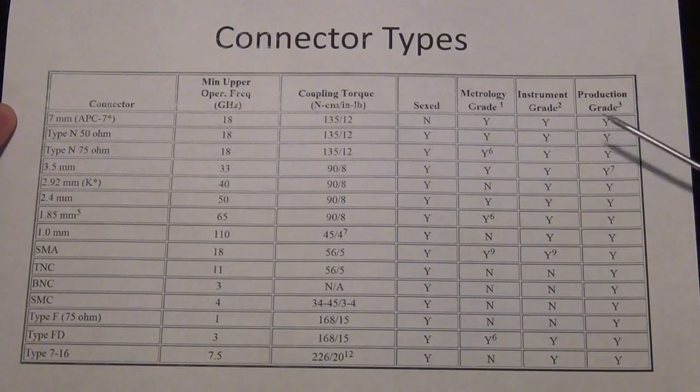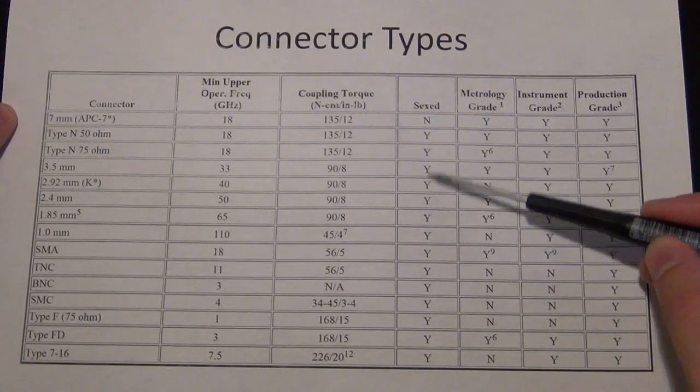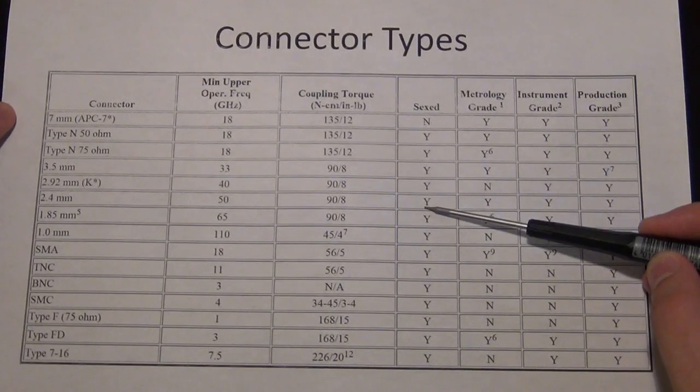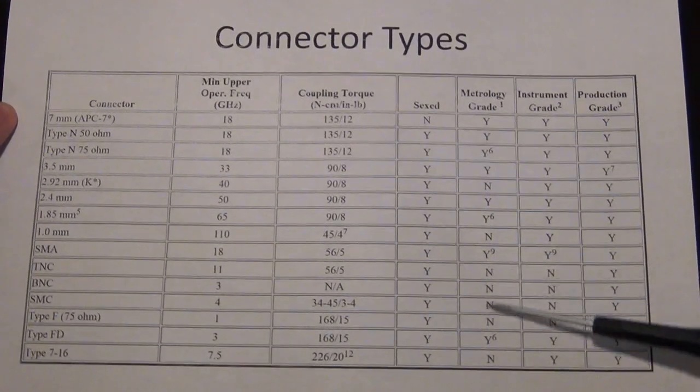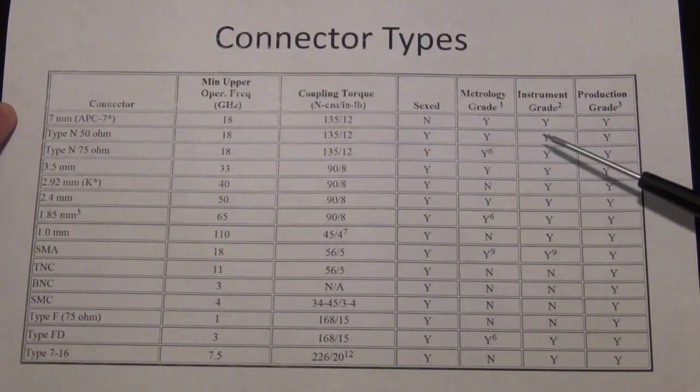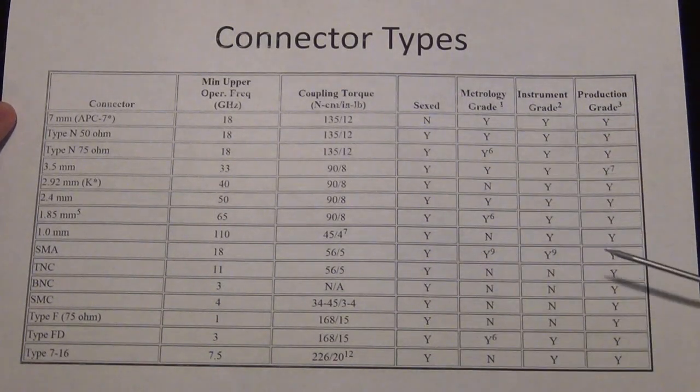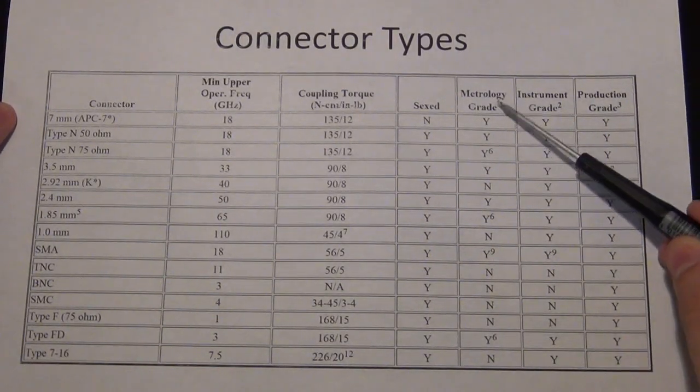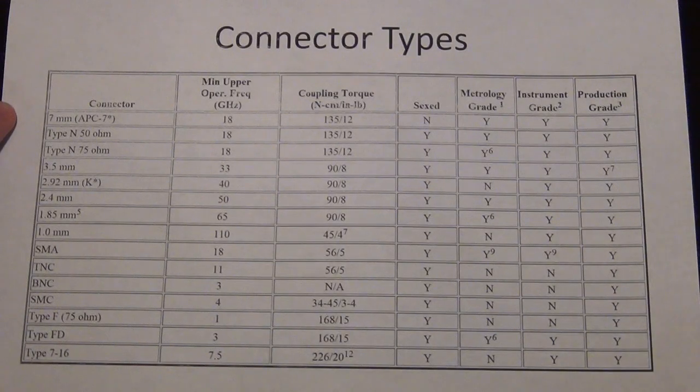And here on the right side it tells you whether both male and female sexes of the connector are available, as well as whether you can buy different grades of these connectors from Agilent. So this is a table directly from Agilent. There are metrology, instrument, and production grade connectors. So what does that all mean? What's the difference between them?